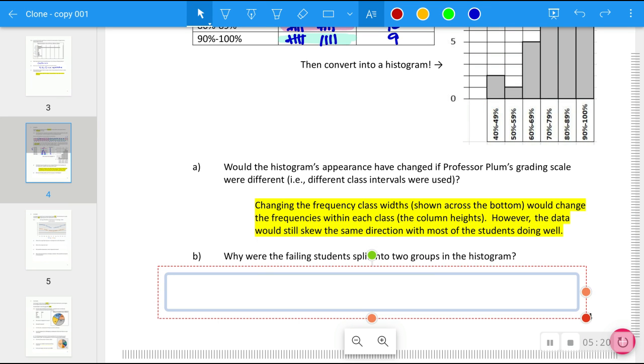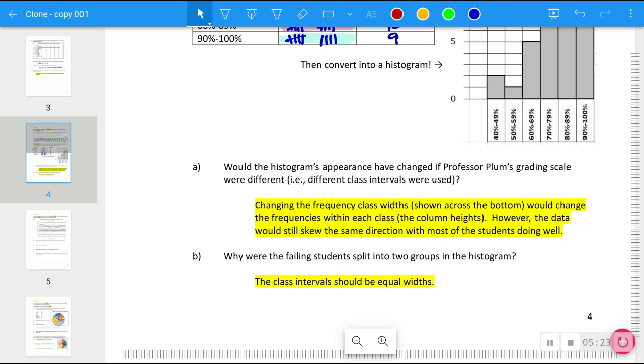Okay, so I'm going to show you how to word that answer here. The class intervals should be equal in width.